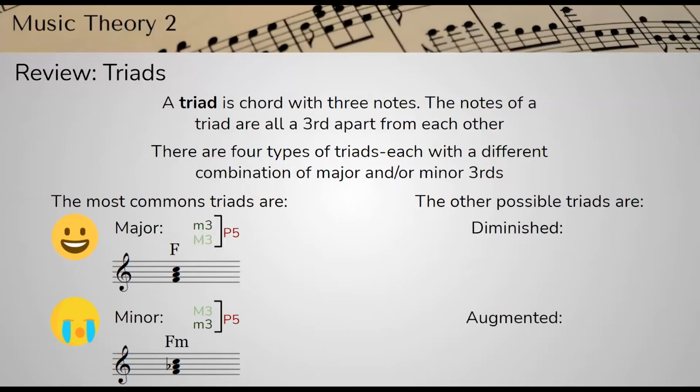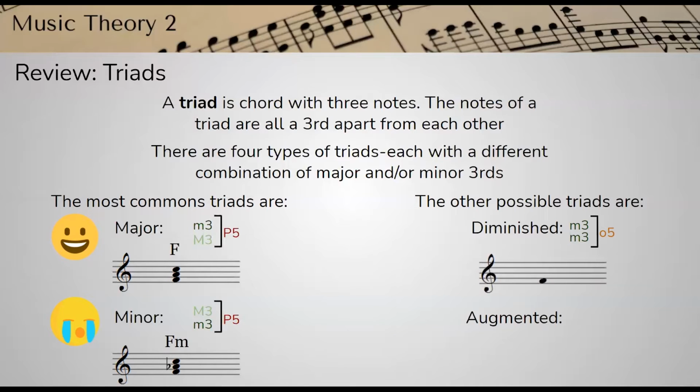Okay, and then we have 2 other kinds of triads that happen. One is diminished and one is augmented, and these both sound kind of dissonant a little bit. So a diminished triad is made up of a minor third and then another minor third. And since these thirds are a different distance than our other thirds, when you combine them, it creates a diminished fifth, so a fifth that is slightly smaller than it should be.